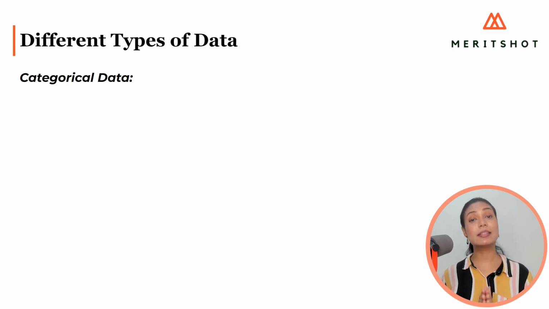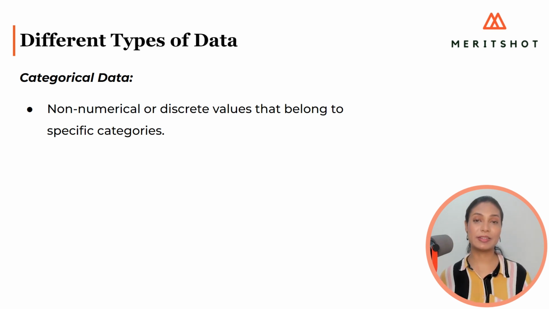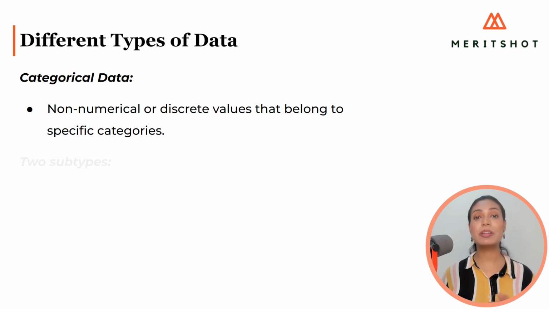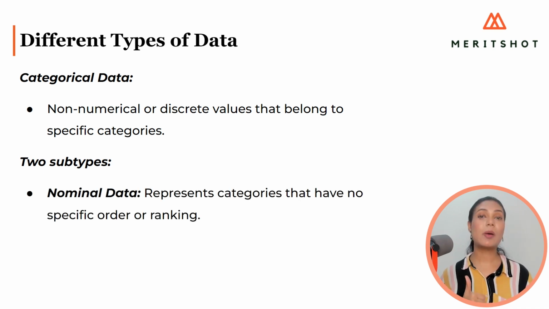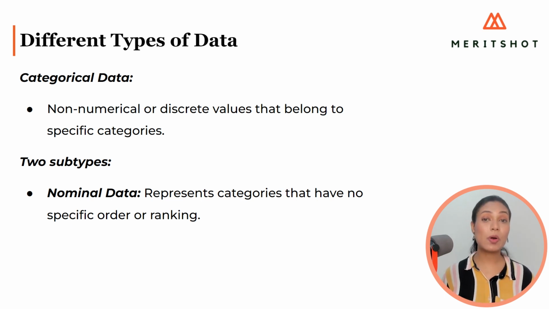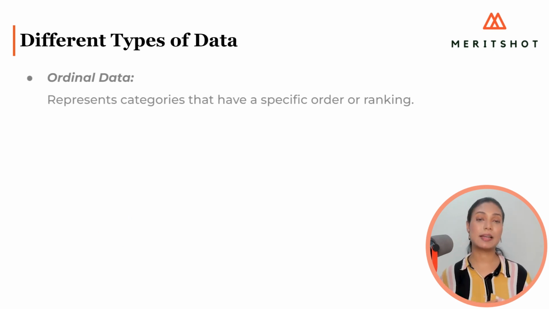Categorical data consists of non-numerical or discrete values that belong to a specific category. It can further be divided into subtypes. Number 1, nominal data. Nominal data represents categories that have no specific order or ranking, like gender, color, occupation, marital status, etc.